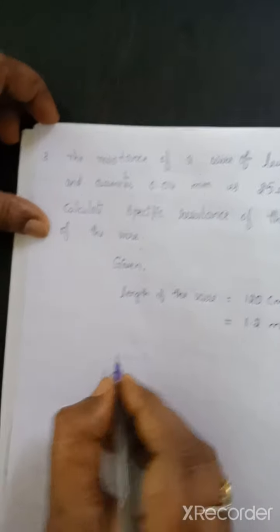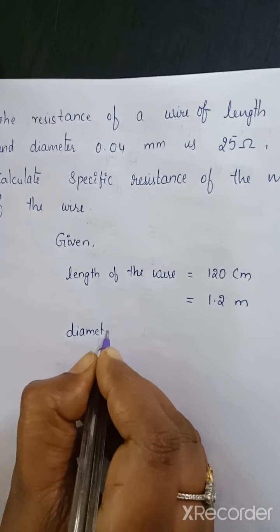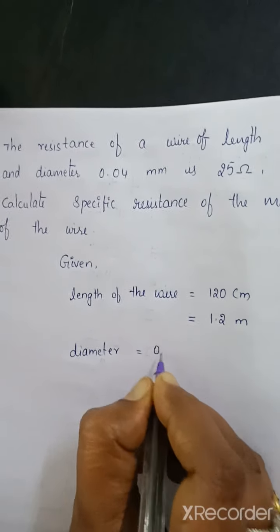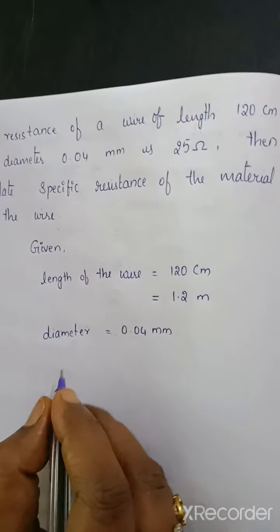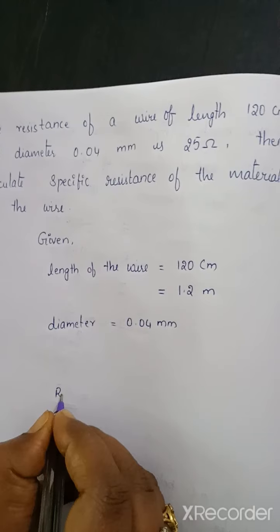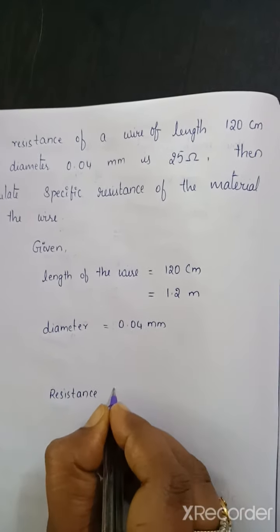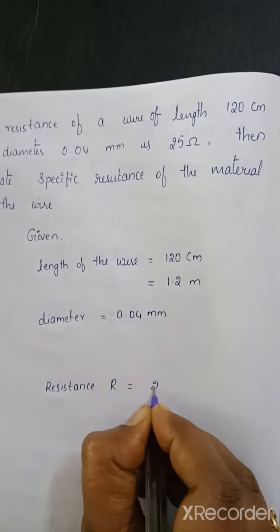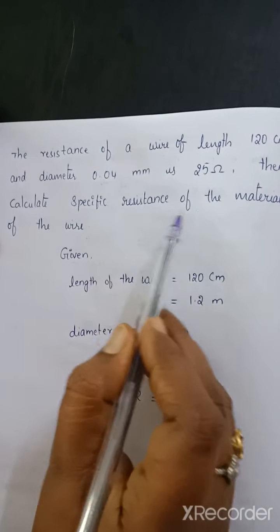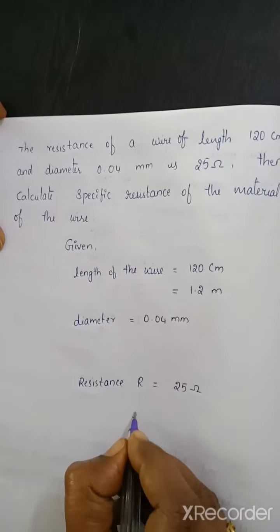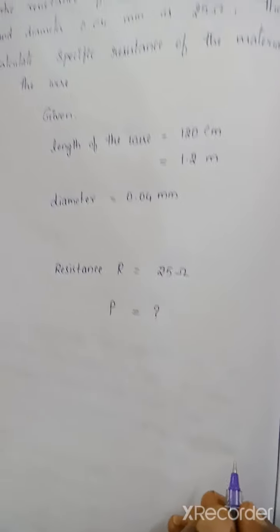Next, they have given diameter. The diameter of the wire is equal to 0.04 millimeter. And next, what is the resistance given? Resistance R is equal to 25 ohms. Then what is asked to calculate? Calculate specific resistance of the material. Specific resistance is rho. So we need to calculate specific resistance.